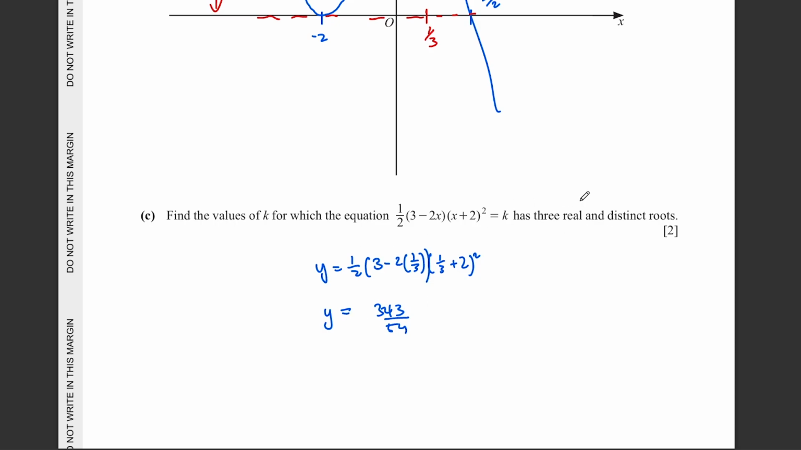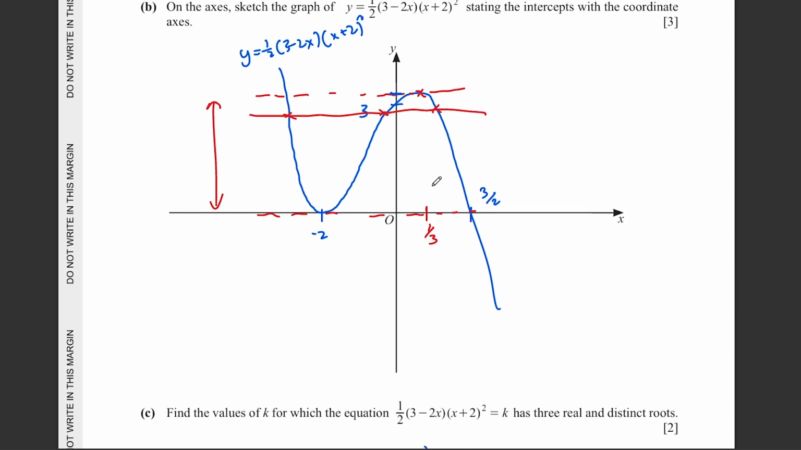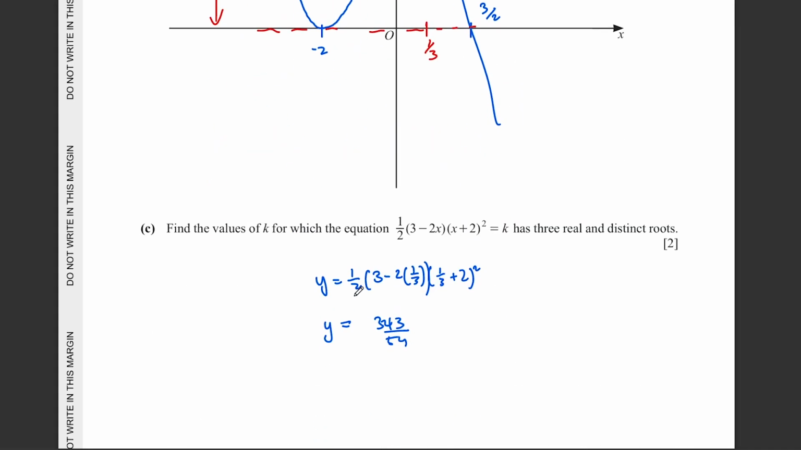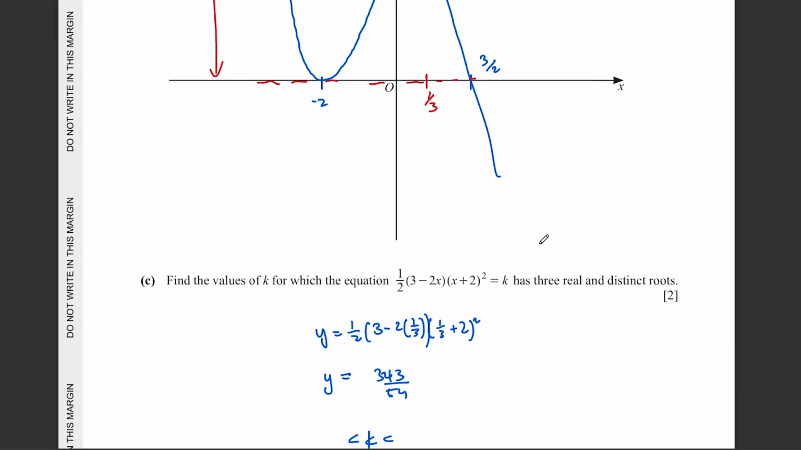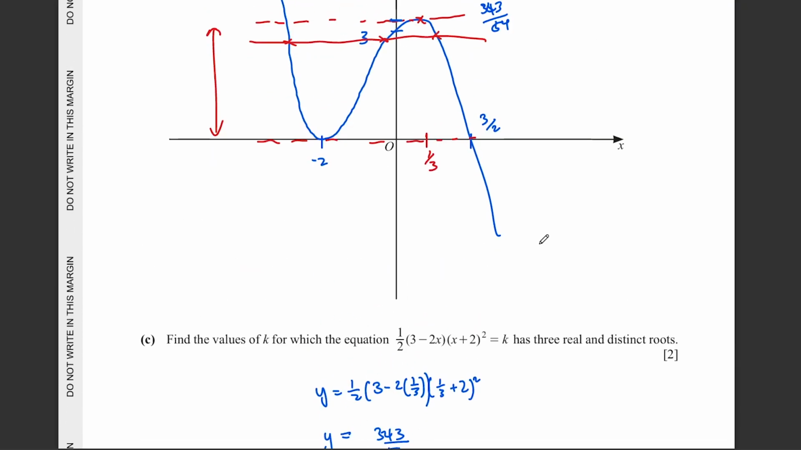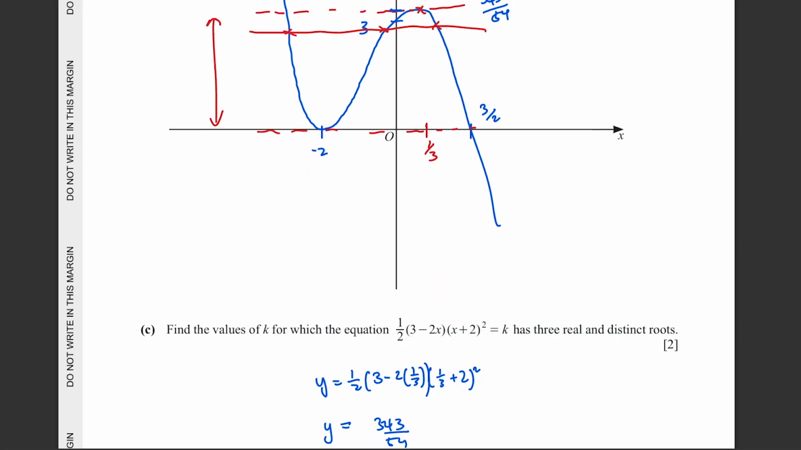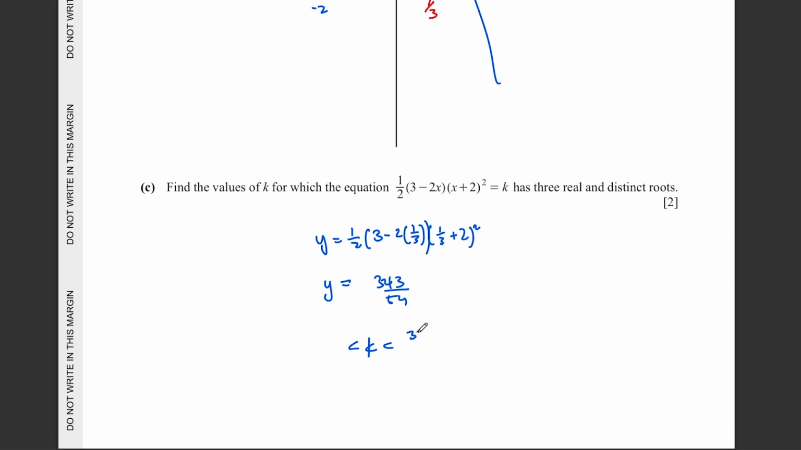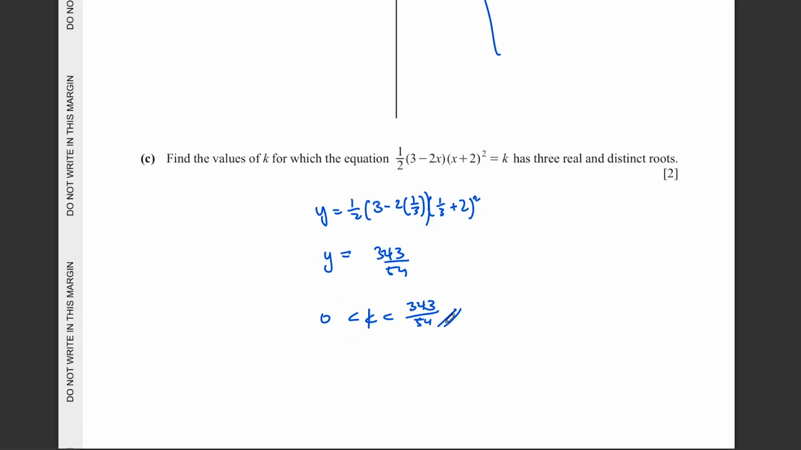So, okay, that's your level here, 343 over 54. So what we want to do is to contain the k value between this point and 0. So k will lie in between, not inclusive of, right? Because we want 3. At this point there will be 2. If we include that point, there will only be two distinct roots, but we want all the 3 roots. So we do not include the point. So k will be in between this point and 0. Okay, and that will be the final answer.